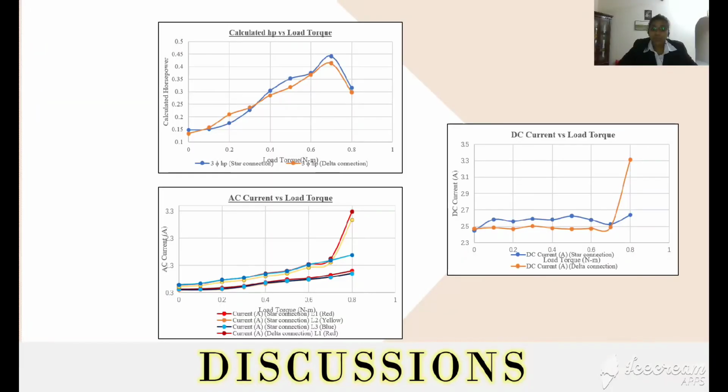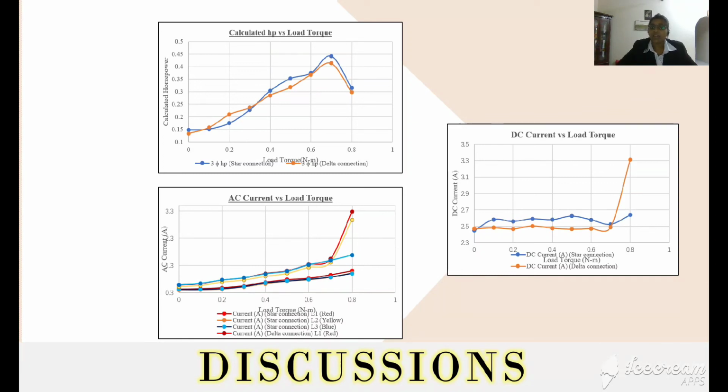Thank you. Last but not least, the results or the graphs were explained earlier by my partner. So in this discussion, I'm going to explain what the graphs are all about. Based on the results obtained, we analyzed further by plotting the graphs for the calculated horsepower versus load torque of star and delta connection, AC currents RYB versus load torque, and also DC current versus load torque as shown in these figures.